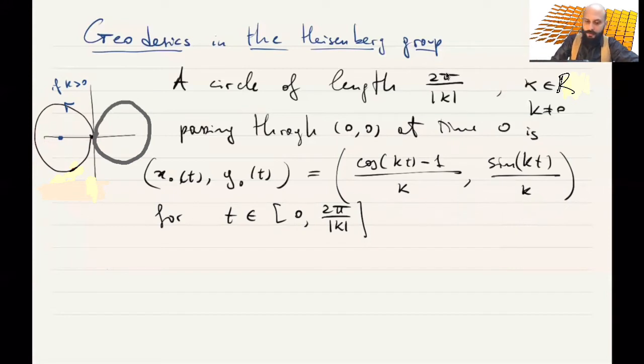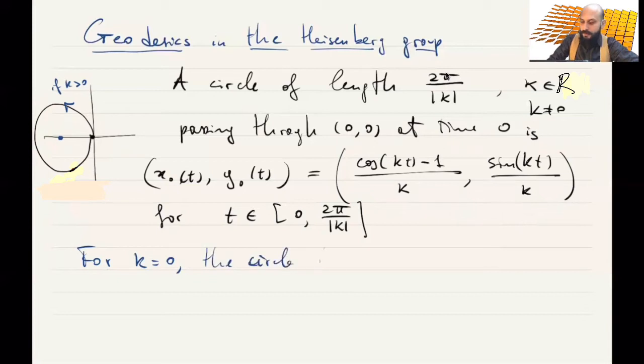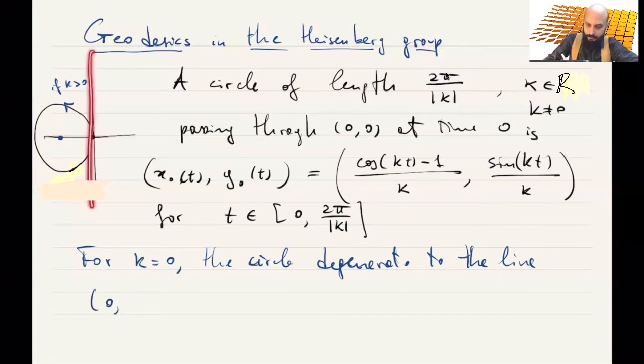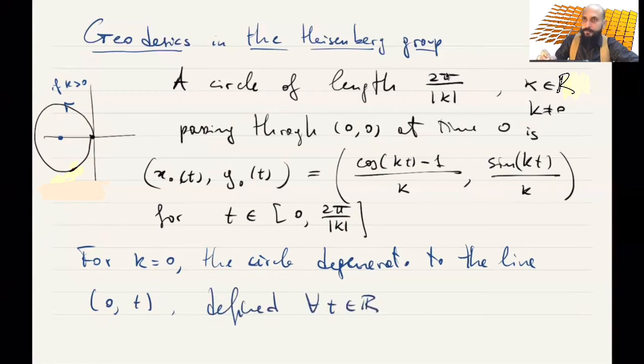So let's write it for k equal to 0. The circles degenerate to this line here, 0, t, and it is defined for all t in R. So this goes to infinity. Okay, very good. So these are solutions of the isoperimetric problem.